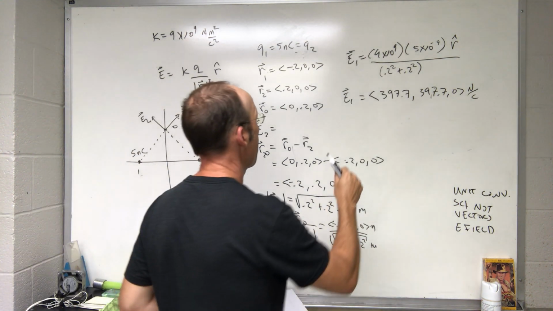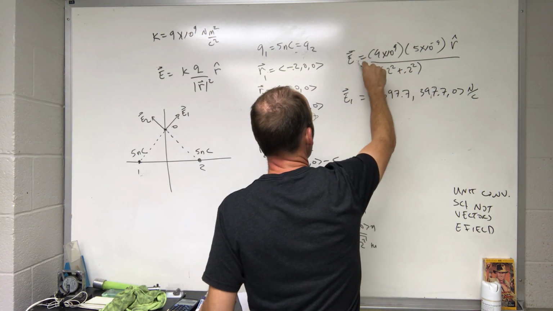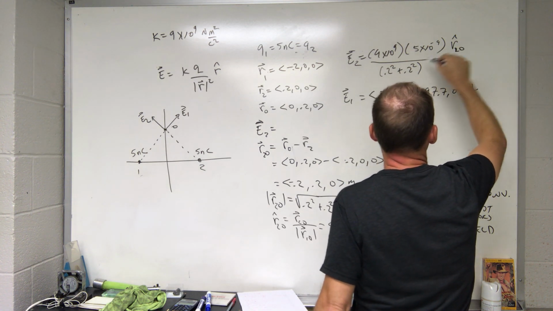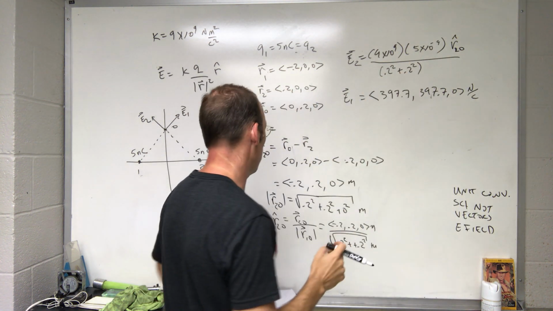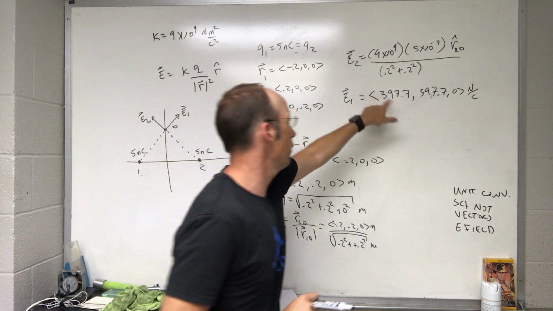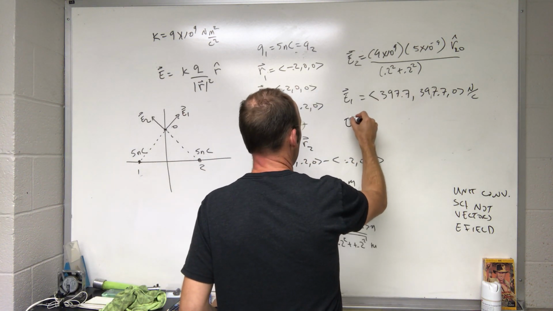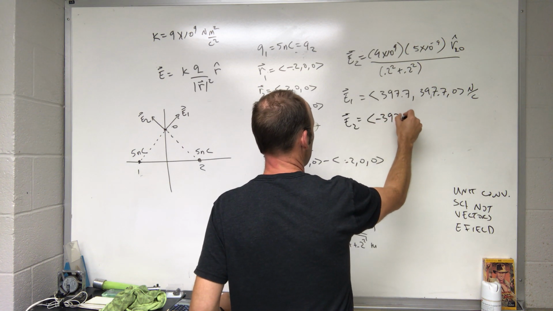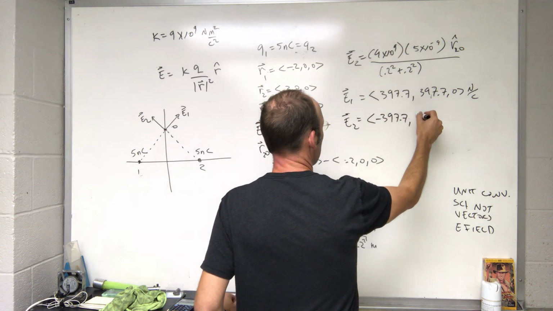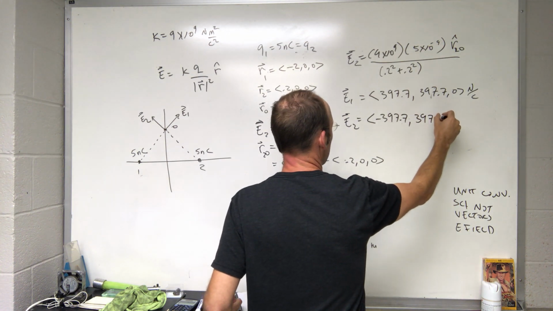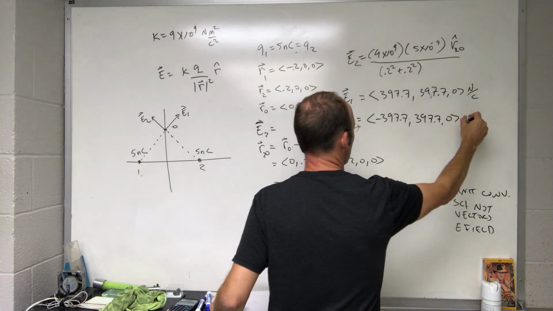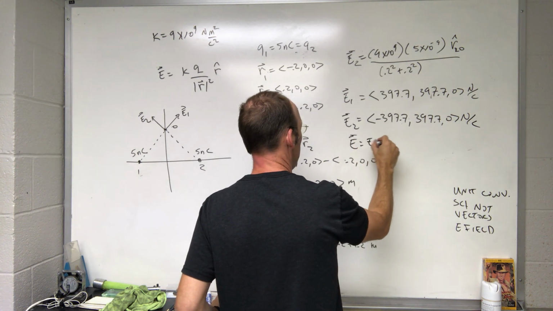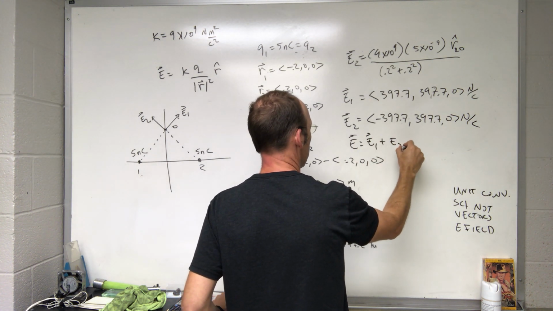So up here, for E2, this is R20, but everything else is the same. The only thing that's going to change is the sign of this x component, and I get E2 equals negative 397.7, 397.7 newtons per coulomb. Now E total is E1 plus E2.